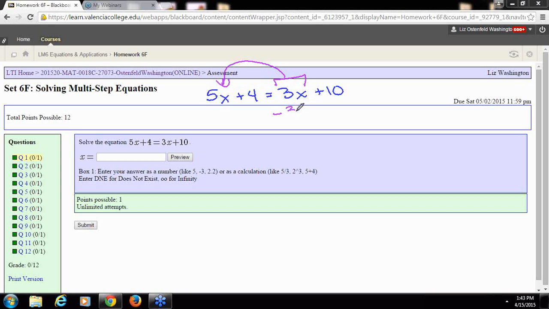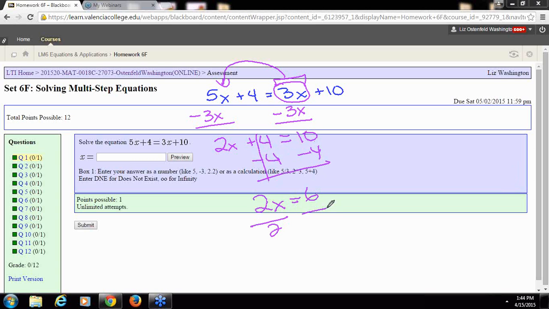So I'm going to move it by subtracting 3x. Now take note, I am subtracting because I am picking up the entire term. Later on, when I'm almost done, I will divide these to separate the number from the variable. But right now I want to move the entire term. So I'm going to be left with 2x plus 4 equals 10. Then I'm going to subtract by 4. So I have 2x equals 6. Then I'm going to divide by 2 to get x equals 3.